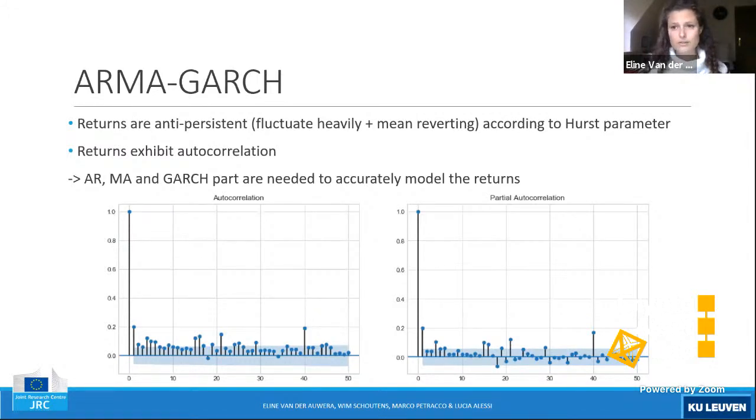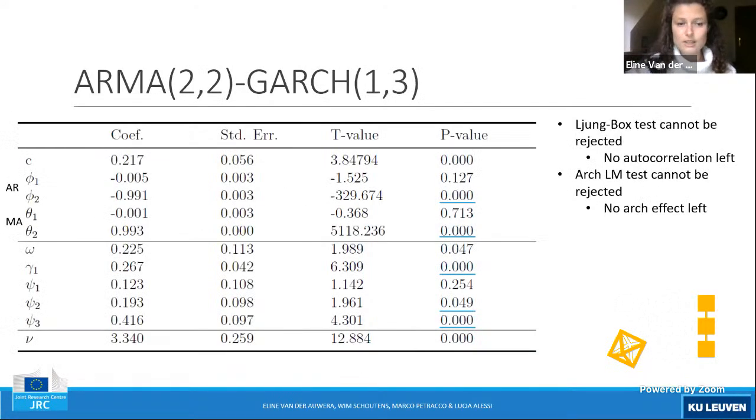And then to correct for the fat tails in our distribution, we use the T distribution for the error term, because the T distribution, as mentioned before, was the best fitting distribution. And then we use this again here in the GARCH part to model the behavior of the log returns. And then we found the ARMA 2,2 GARCH 1,3 model was the best fitting model.